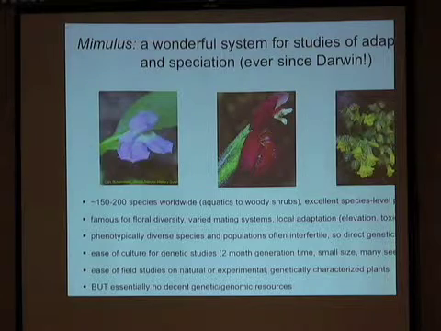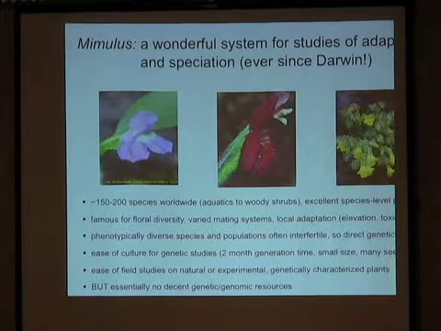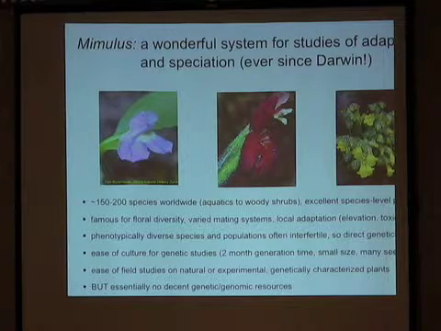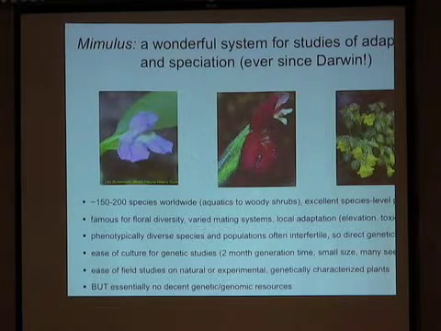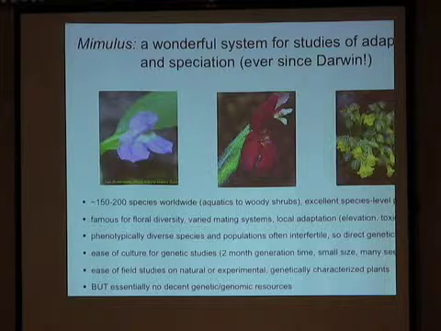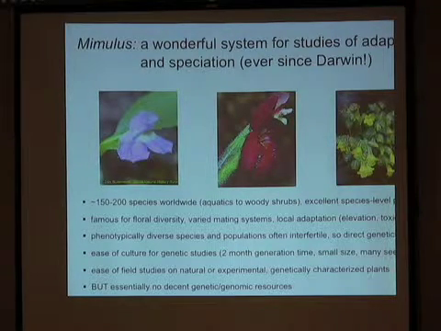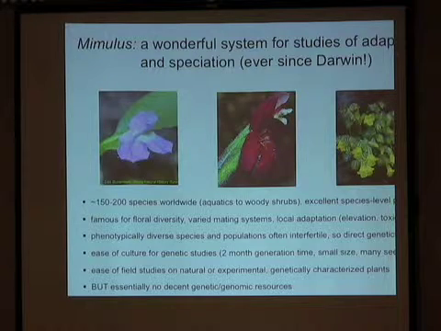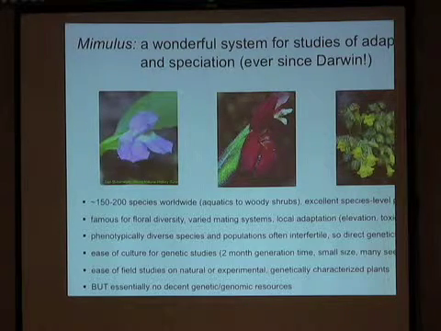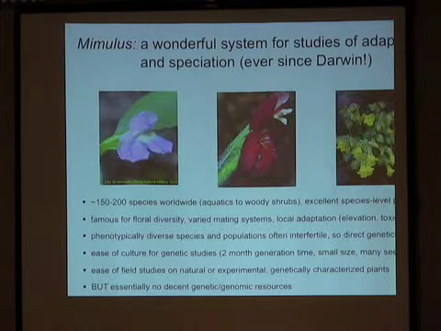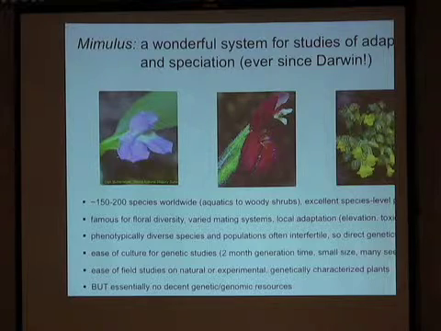So we've been working on a group of plants in the genus Mimulus, and for those of you who aren't familiar with Mimulus, it's really a fantastic system for studying adaptation and evolution. There are about 150 to 200 species worldwide. Their primary center of diversity is in western North America. Here in California is the heart of Mimulus country. But there's also a very large radiation in Australia and New Zealand.